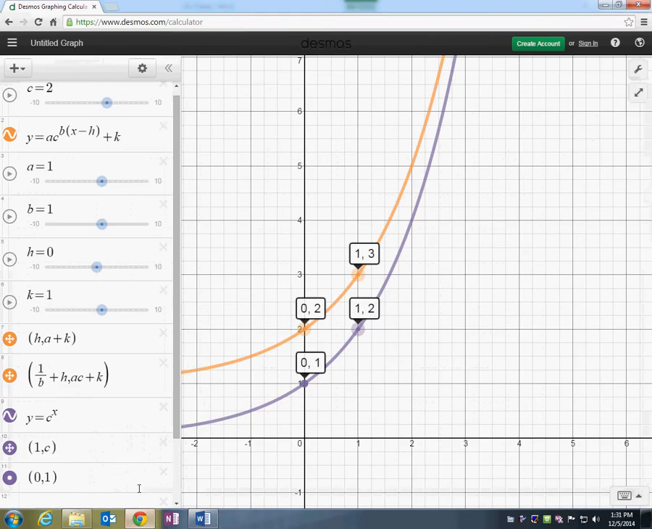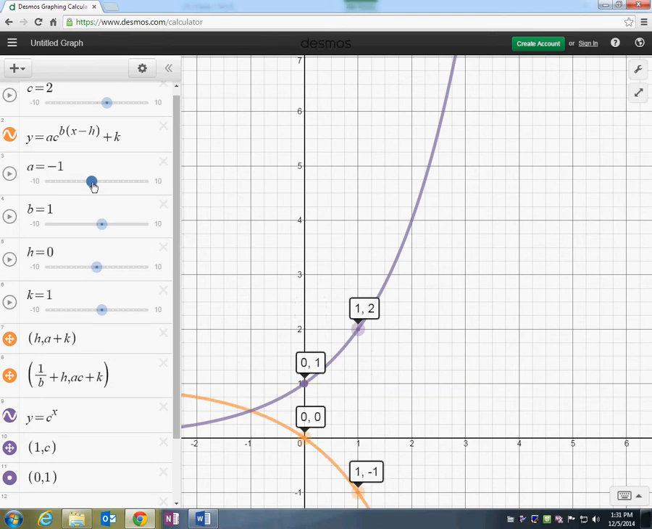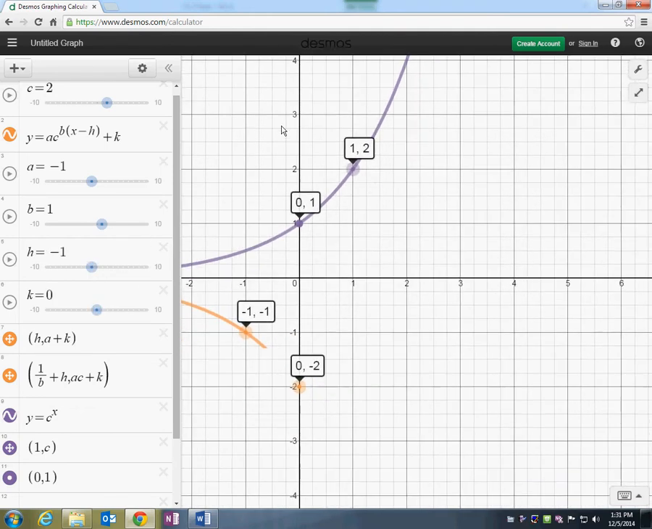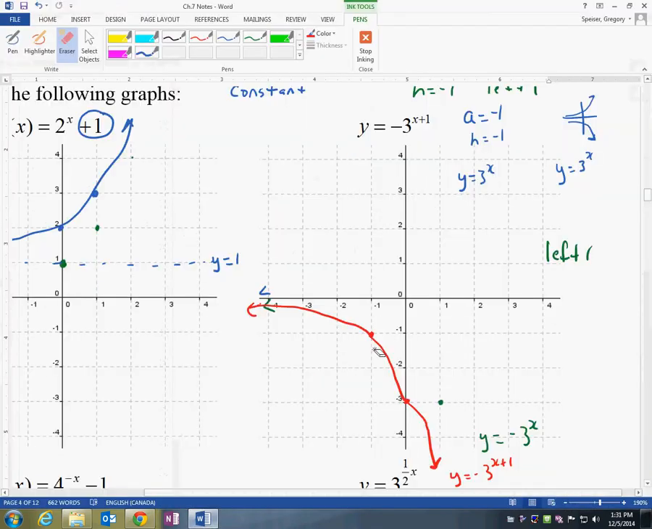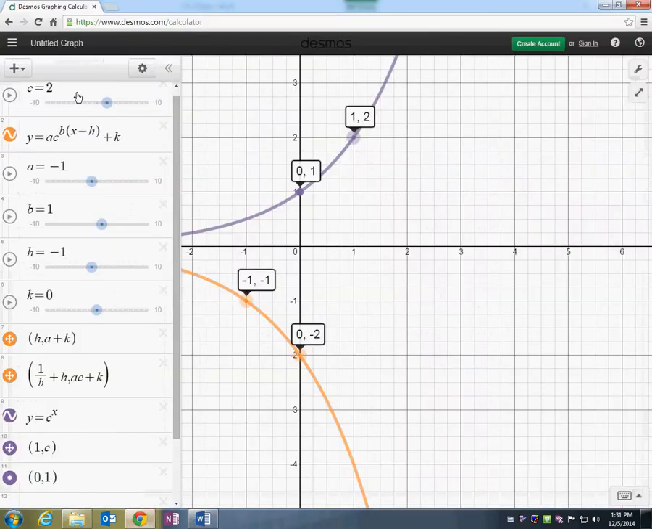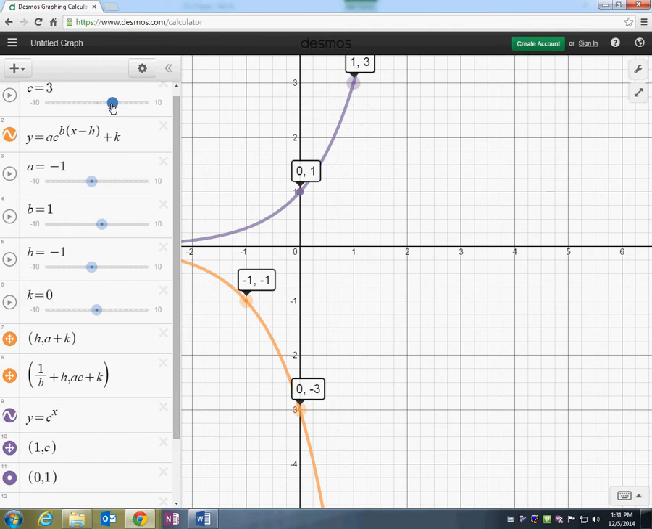So it's minus 3. Okay, so my a value should turn into a negative 1. And what else did I have? I had a b value of 1, and h of minus 1, and my k was 0. Okay, so this is how it looks, pretty good, isn't it? So I go through negative 1, negative 1, and then 0, 2, negative 1, negative 1. Oh, I've got 0, 3. Did I do an error here? Oh, I know what I did wrong. So if I go back to Desmos, my c is not 2, it's 3 to the power of x, not 2 to the power of x. There you go. So that's what my graph looks like.